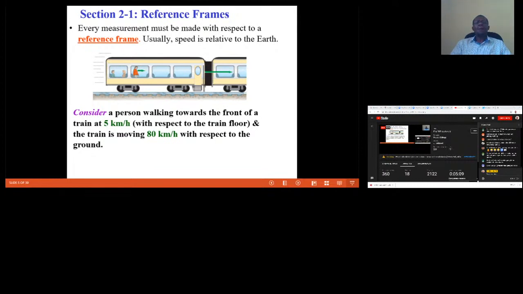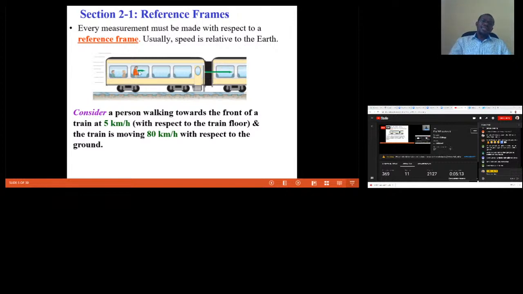Okay, but then look at someone who is inside the train. Inside the train, we have a person who is moving to the front. The motion is taking place inside the train. So this person is moving at a speed of 5 kilometers per hour. With respect to what? With respect to the train. If you want, you can say with respect to the floor of the train. So this guy here who is at the back of the train, when he looks at this person, is going to observe a speed of 5 kilometers per hour.